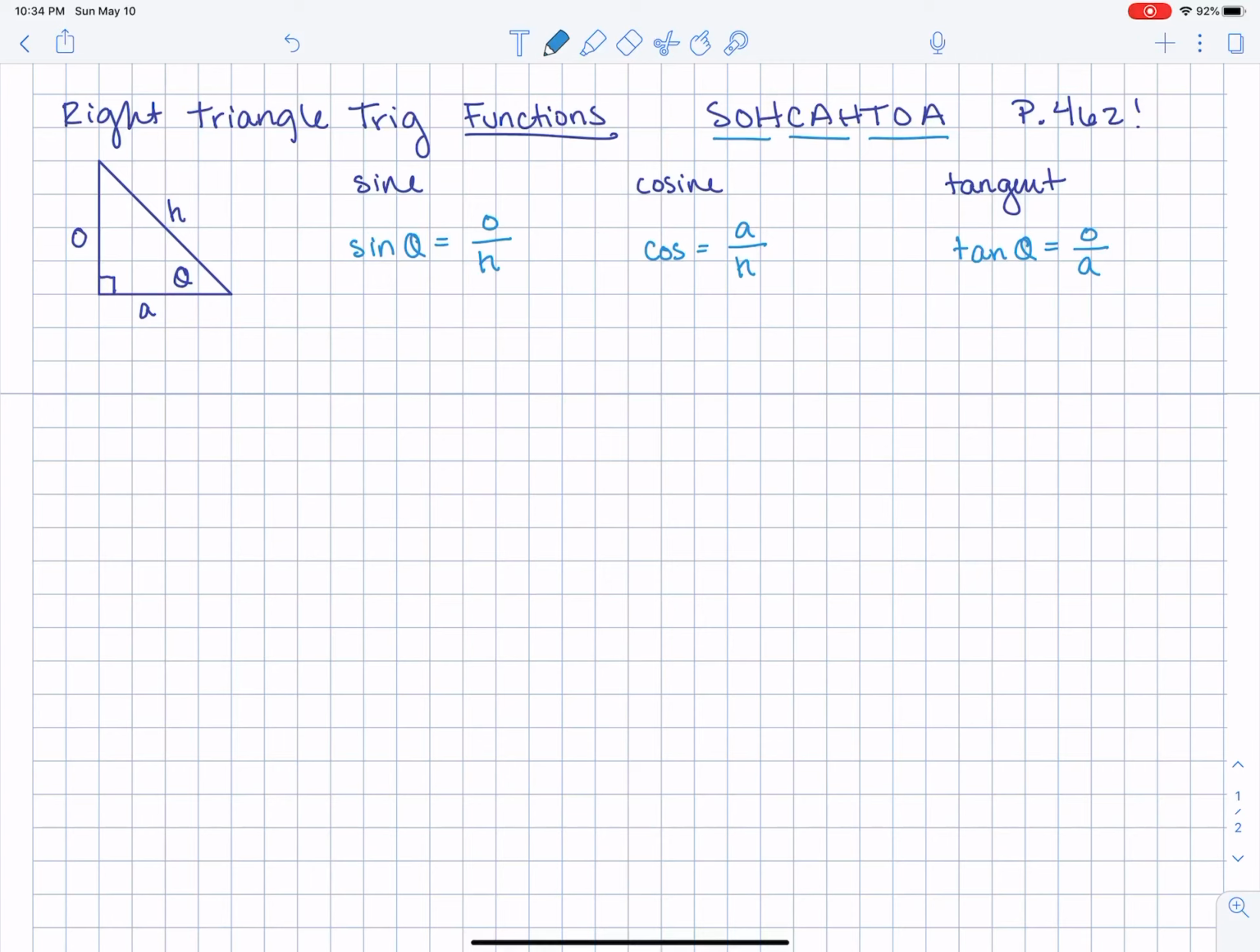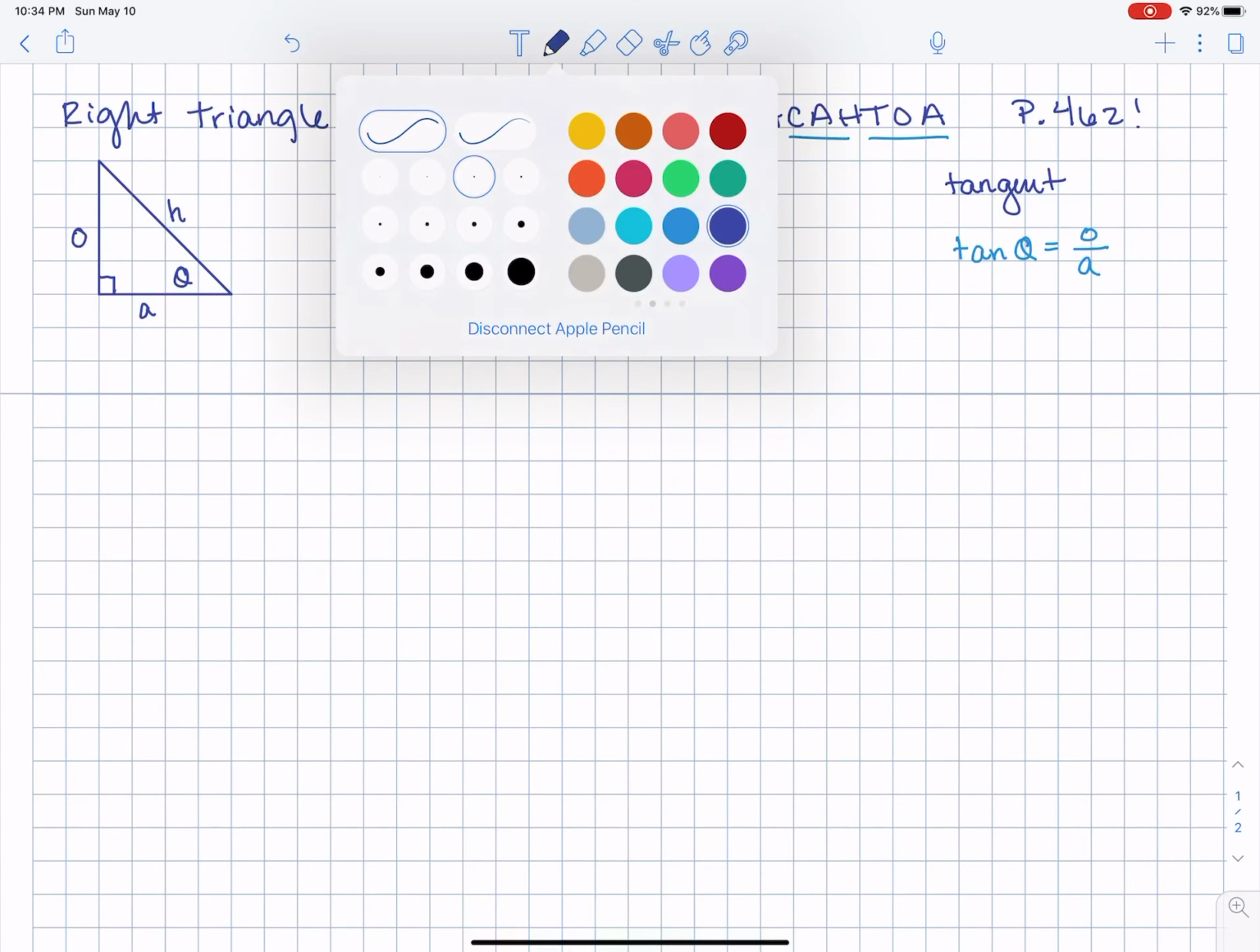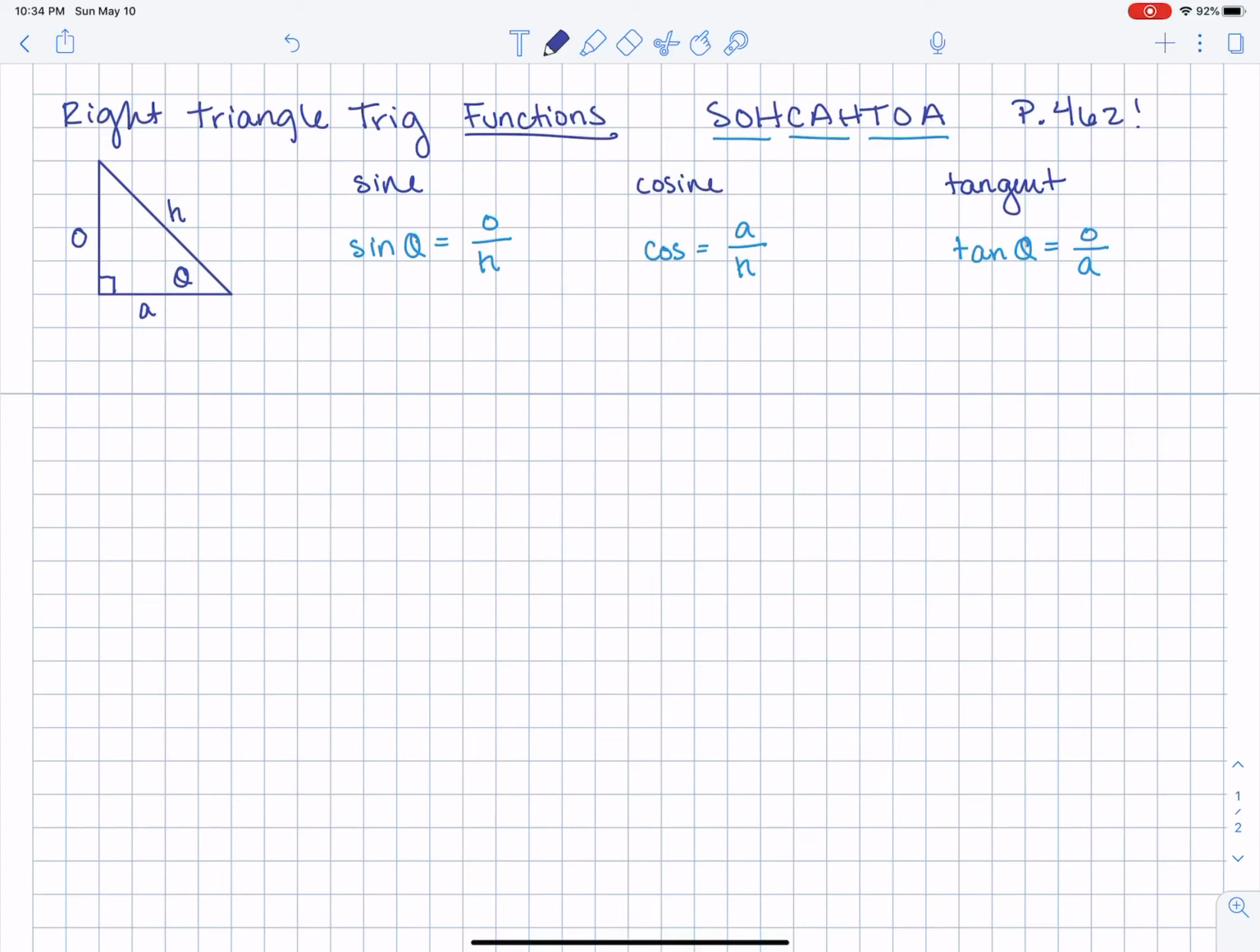Now, those are just the basic trig functions, but we're actually going to introduce to you the reciprocal of these guys. So the reciprocal of sine is cosecant. When we talk about cosecant, we talk about 1 over sine, and I'll come back to that in just a bit. We also have cosine, and the reciprocal of cosine is secant. And then the reciprocal of tangent is cotangent.